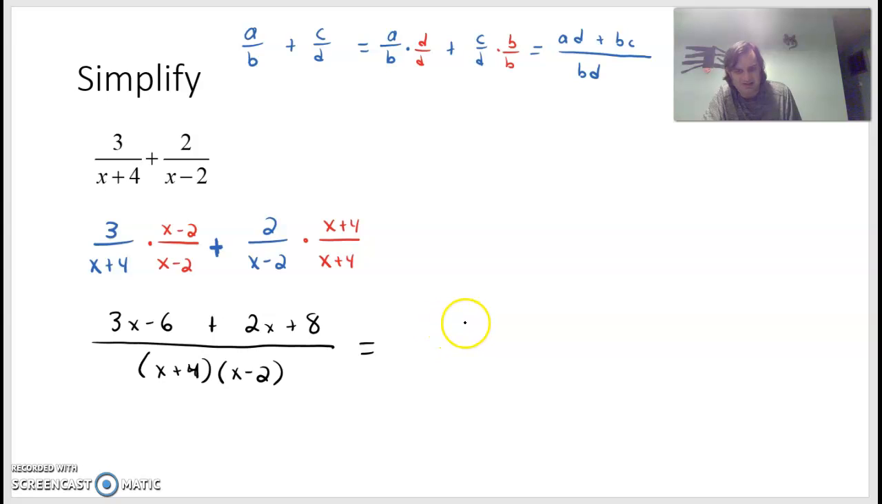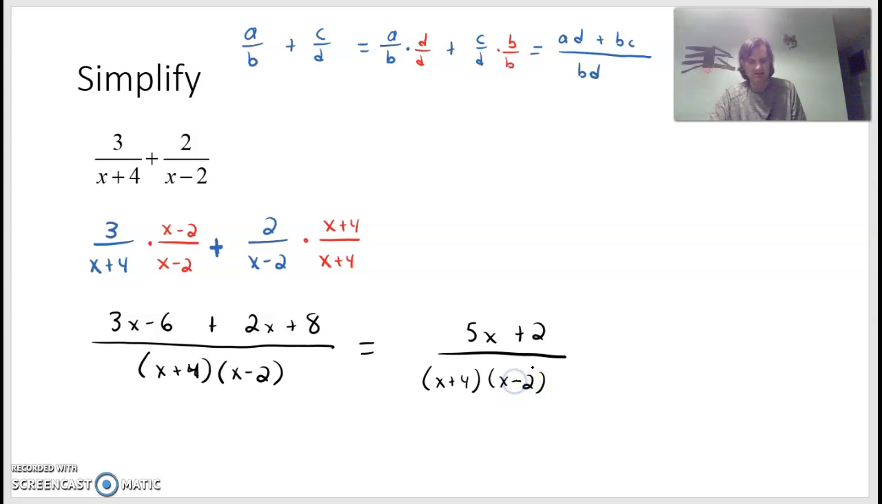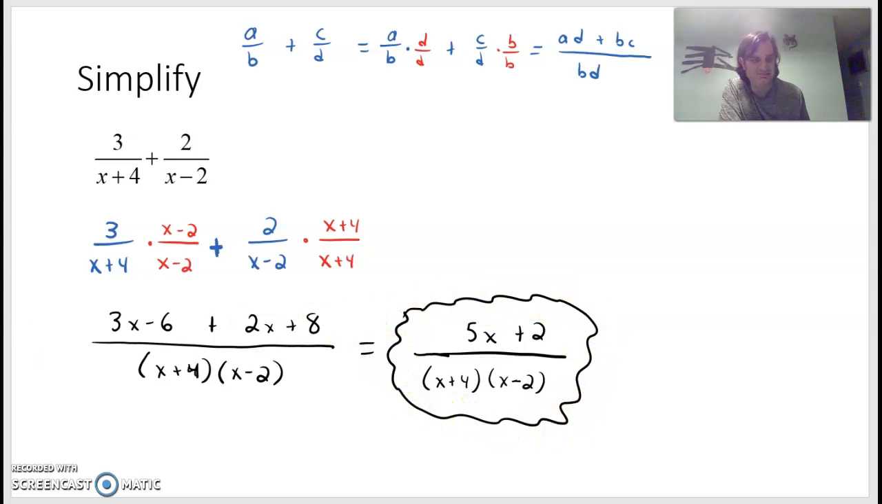So as I add the top together, 3x plus 2x will be 5x. And negative 6 plus 8 will be plus 2. So that would be my numerator. My denominator will be x plus 4 times x minus 2. And once again, it's obvious that nothing else will cancel or reduce. But I'm not going to multiply it back together because it might hide that fact. So we've created now one fraction and canceled out everything we could.